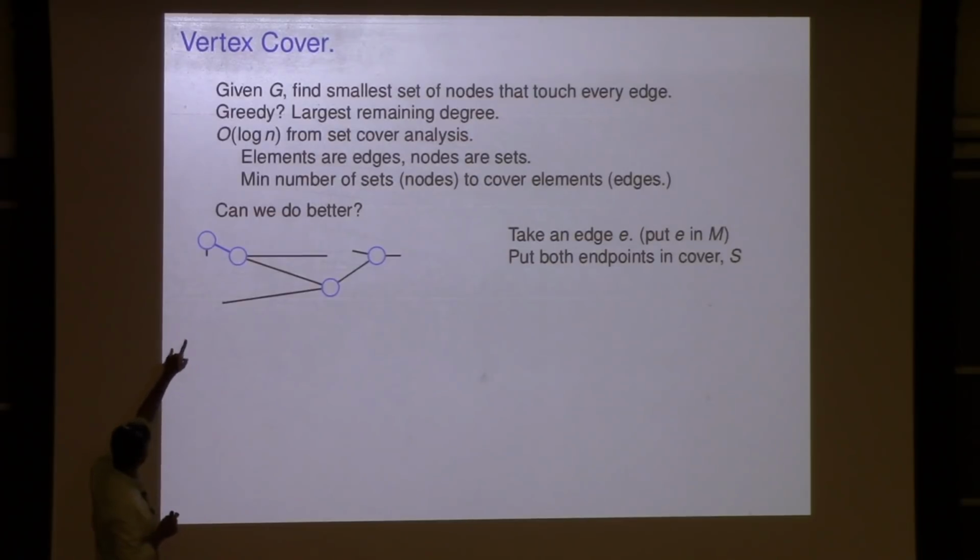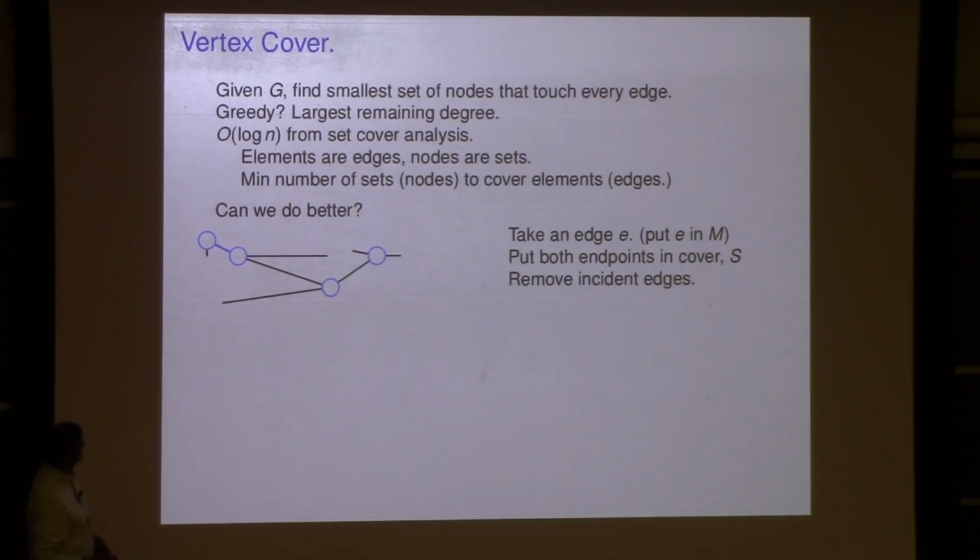Okay, so you take one of these edges. Now I'm going to do something weird. To cover this edge, I'm going to put both endpoints in the set, both of them. Now this edge is like, dude, I got covered by 2. But that's fine.